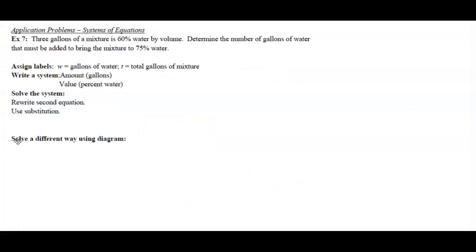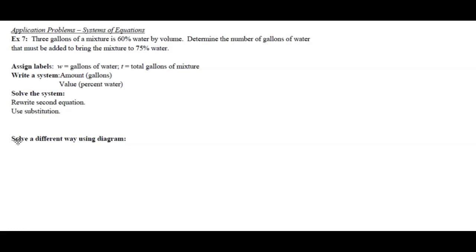Next is a system of equations called a mixture problem. We're going to let W represent gallons of water and T represent total gallons of mixture. We have 3 gallons of a mixture that is 60% water, and we need to know how many gallons of water we must add in order to bring the mixture to a 75% water solution. So looking at this, we're going to write a system of equations.